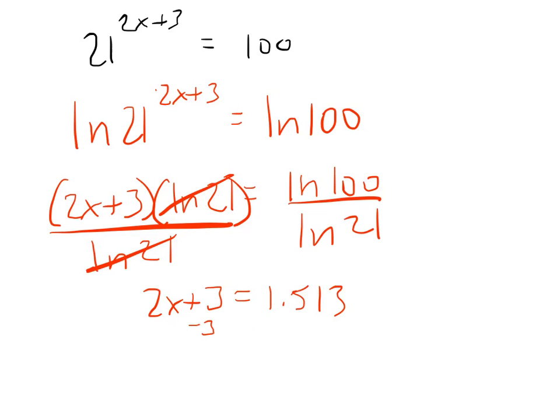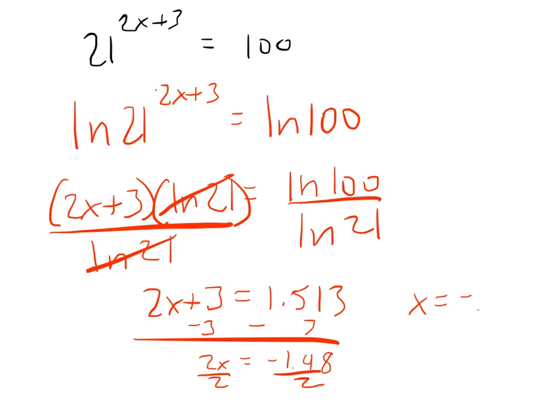So now I can just solve this equation just like I normally do. I'm going to subtract 3 from both sides, and I'll get that 2x equals negative 1.48. Then I can divide both sides by 2, and I get that x equals negative 0.743. And there's my answer for x.